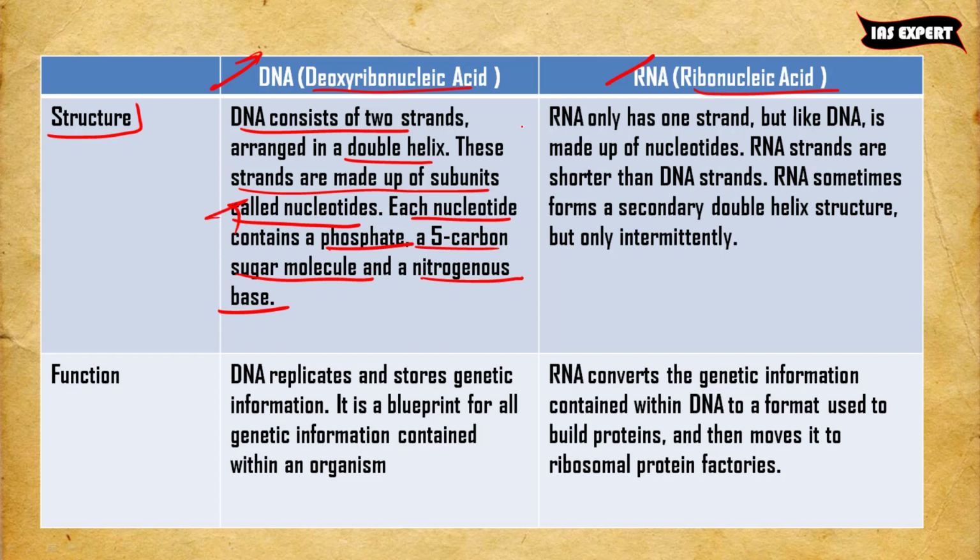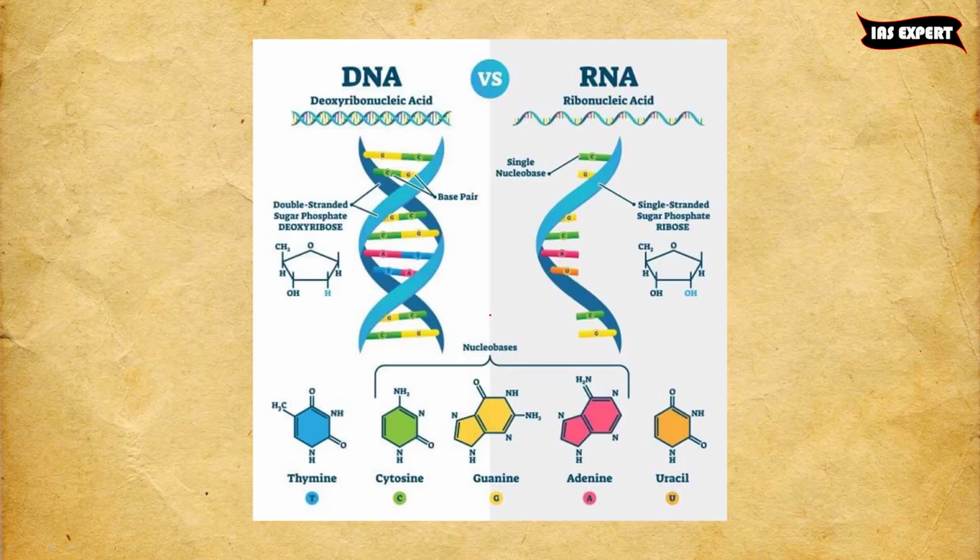Coming to the structure of RNA, RNA only has one strand, but like DNA, it's made up of nucleotides, and RNA strands are shorter than DNA strands. RNA sometimes forms a secondary double helix structure, but only intermittently. Let me show you on the picture.